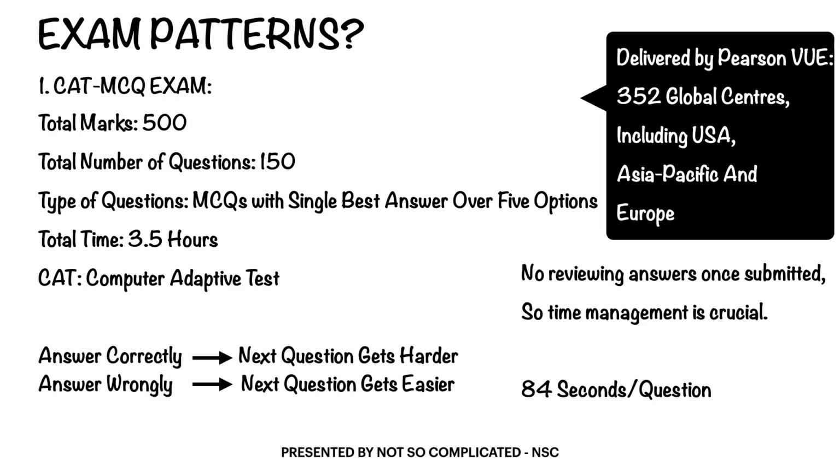There is step one, that is the CAT MCQ exam. CAT is computer adaptive test. The total marks of this exam is 500, and the total number of questions is 150. The type of questions are multiple choice questions with a single best answer over 5 options, and you have to answer one of the options, right? And if you answer incorrectly, there is no negative marking.